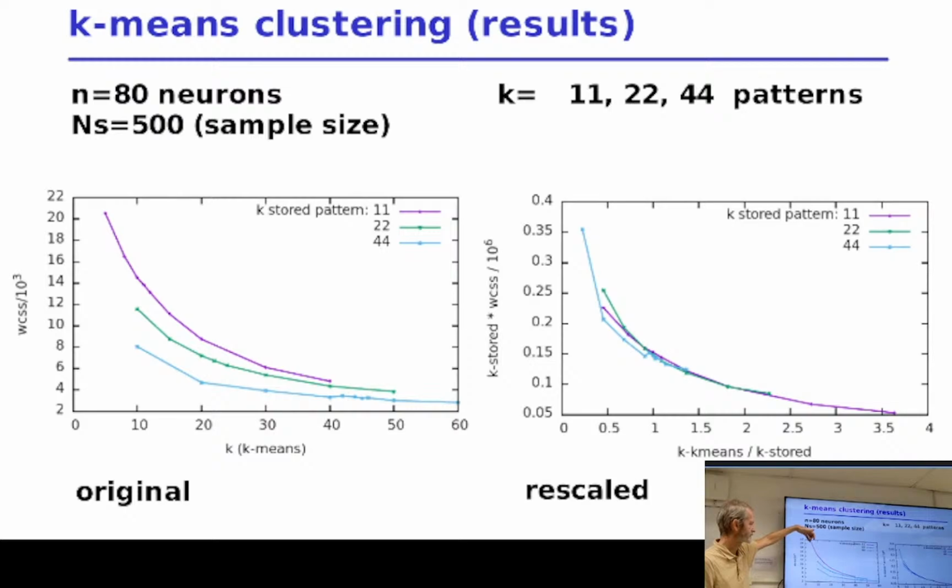And so what it means is that you can do that plot, and then, for instance, for this case of 11 patterns, suppose you don't know that these are 11, right? You can try this scaling until it falls on that line, and then this gives you an estimate for the number of patterns stored.